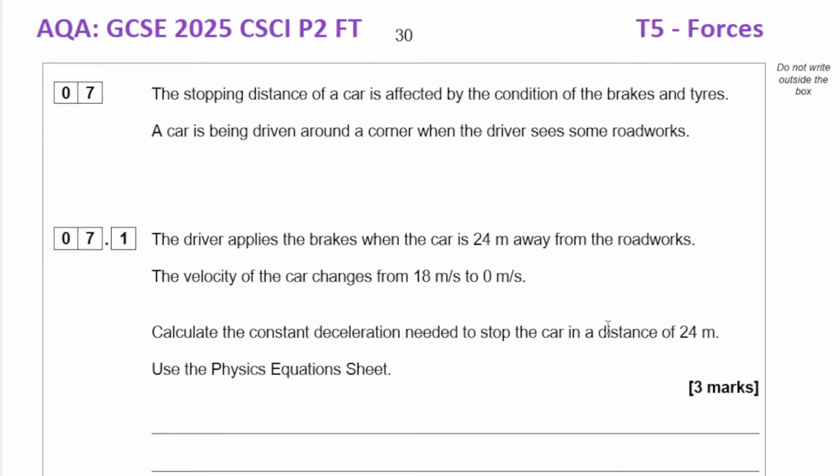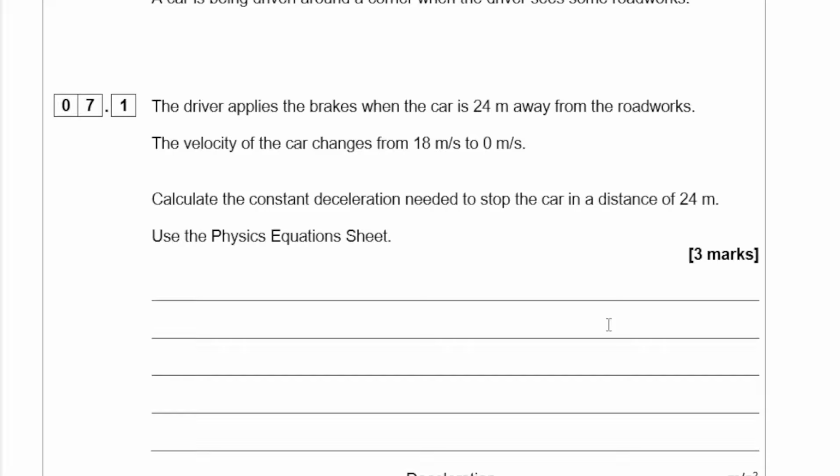Question number 7 is on forces. Now, the stopping distance of a car is affected by the condition of the brakes and tires. A car is being driven around a corner when the driver sees some roadworks. The driver applies the brakes when the car is 24 meters away from the roadworks. So the distance is actually 24 meters. The velocity of the car goes from 18 meters per second to 0. So initial velocity, that's u, final velocity is v.